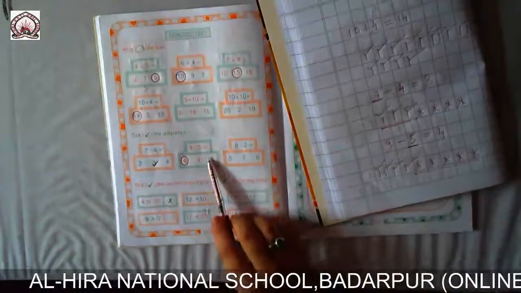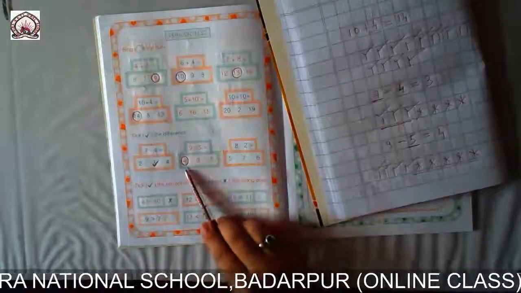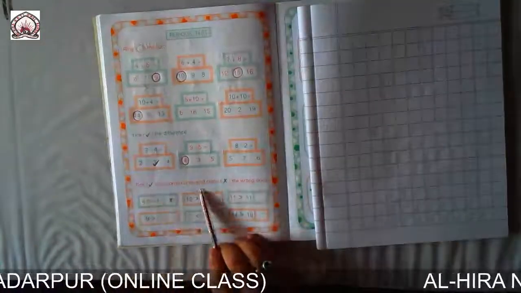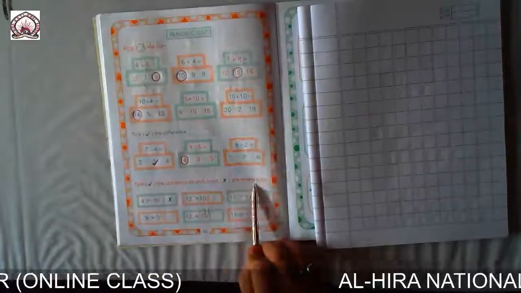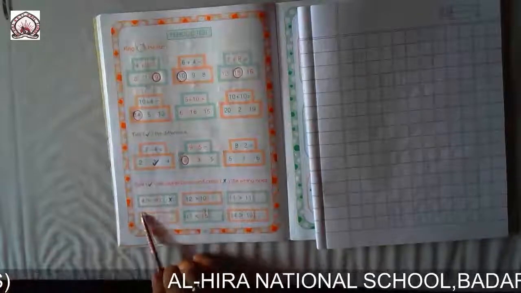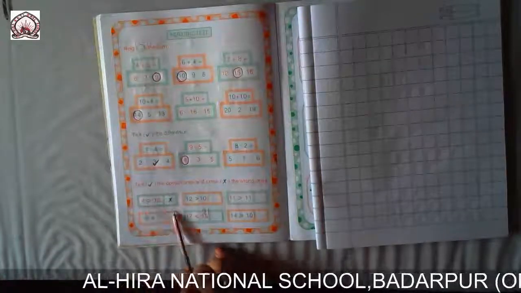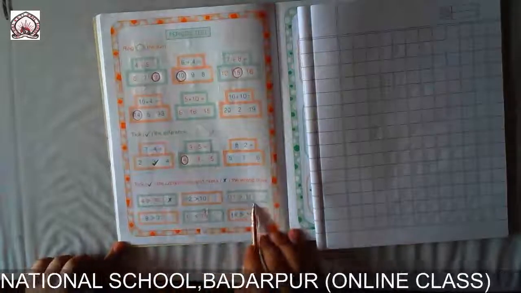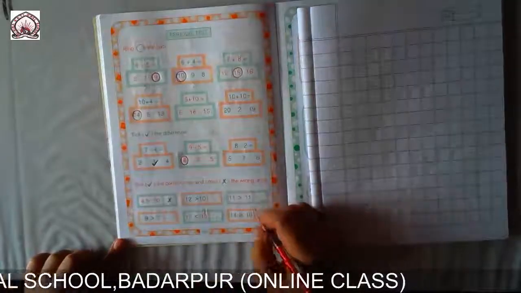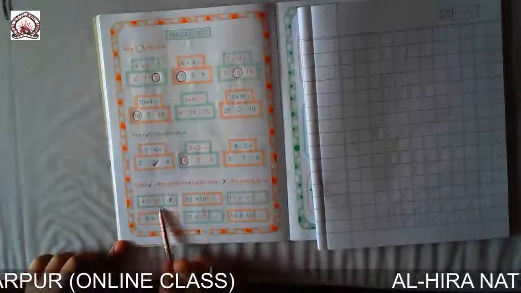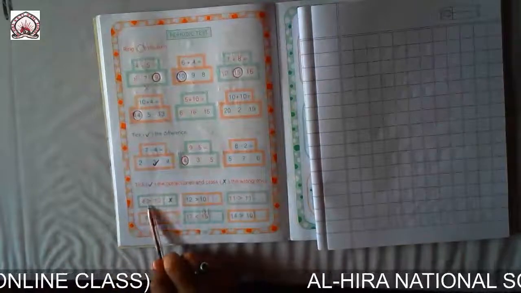9 minus 5, how much do we get? 4. Okay. So next one is tick the correct one and cross the wrong one. So here you have to see, and if it is correct, then you have to tick, and if it is wrong, then you have to write a cross sign, in the empty boxes. So the first one is already done here in the book.